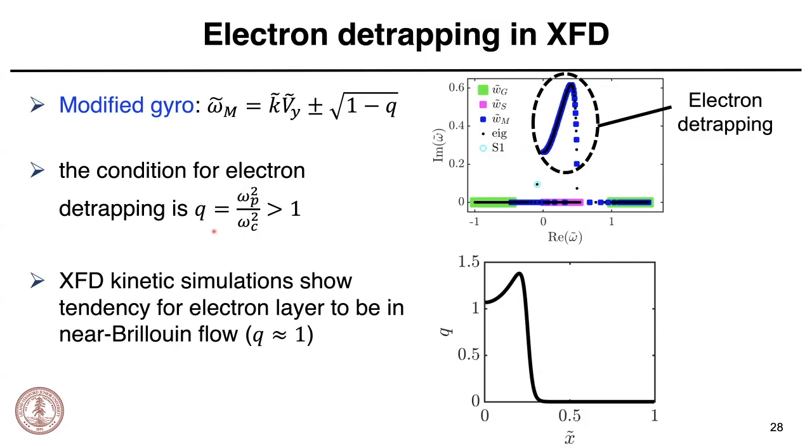Where in our specific case for cross-field diodes, it's when the plasma frequency is larger than the gyro frequency for this specific case because of its connection to the electric field gradient.